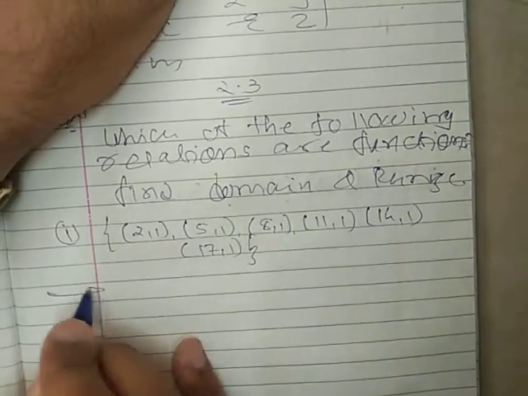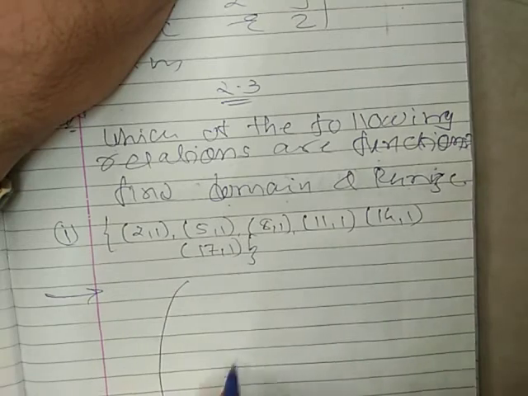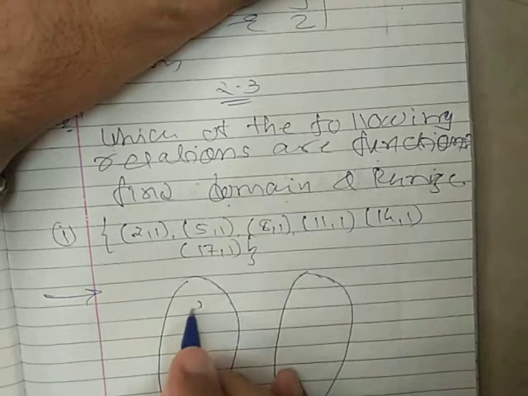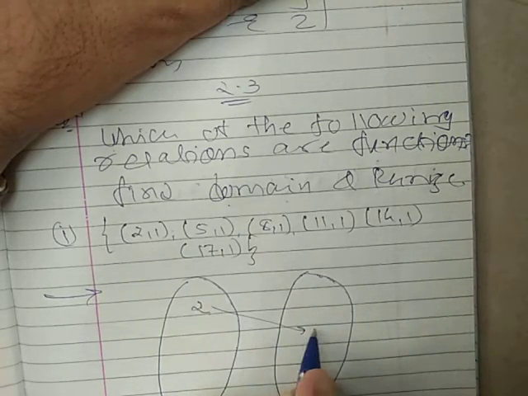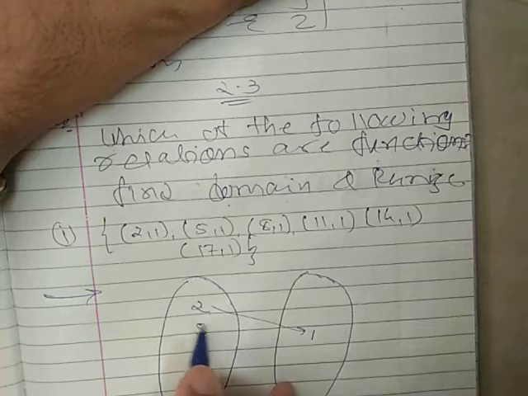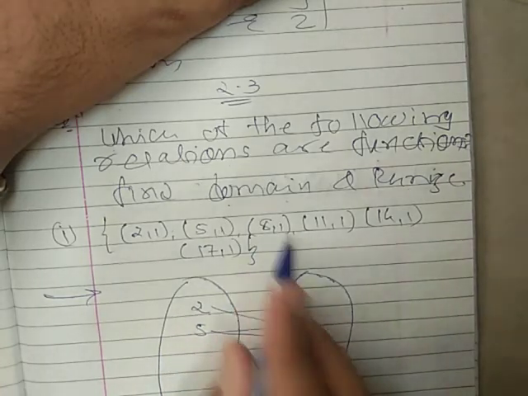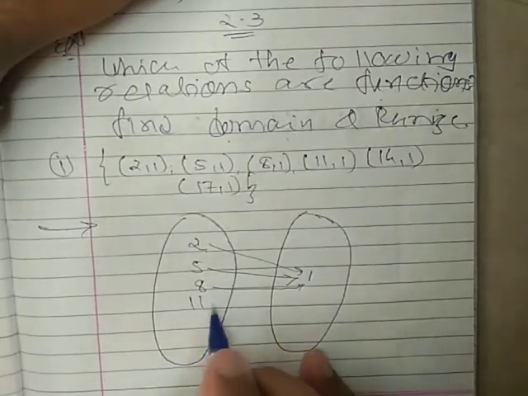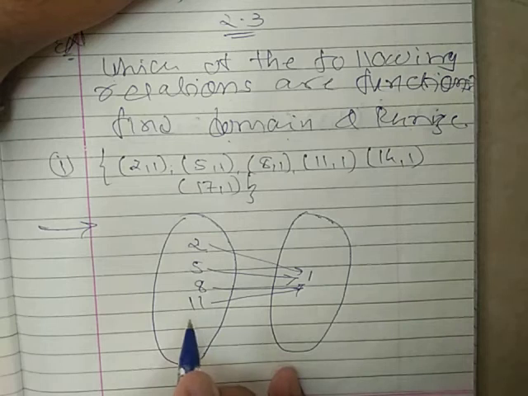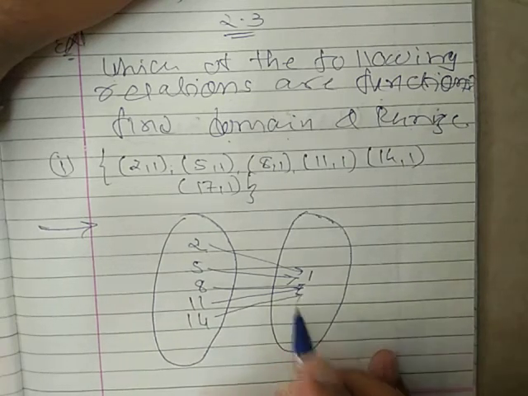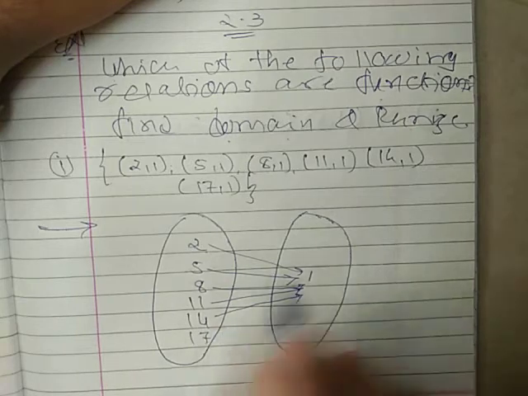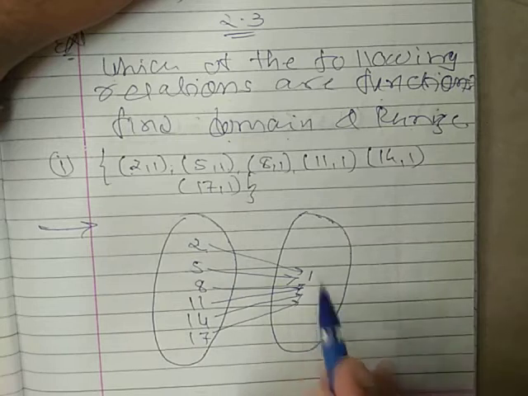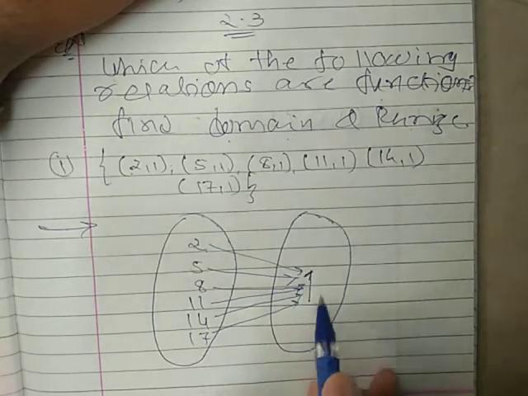Very superb example and very easy example. Please draw a Venn diagram. 2 to 1, 5 to 1, 8 to 1, 11 to 1, 14 to 1, and 17 to 1. This is 1. Is this clear?